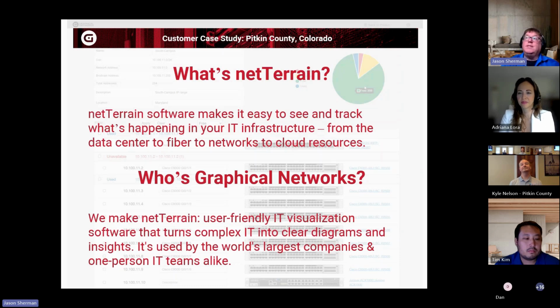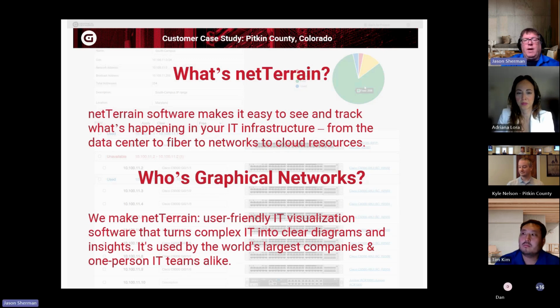So to get started, what is netTerrain? Well, if you're not familiar with netTerrain, we're really software built for doing IT documentation. That can be anything from inside plant, rack and stack, to outside plant, fiber cables, strands, splicing, etc., and just doing logical network diagrams. We do integrations with other systems, ServiceNow, SolarWinds, those types of things, discovery, and some other things as well. But the core is really network documentation, right? Sort of purpose built for that.